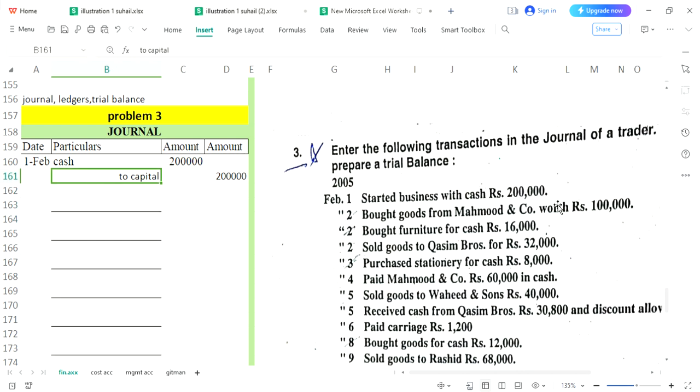Here, I would like to explain that there is a third line also included in the journal, and the name of the third line is narration. For the time being, we are skipping it as the narration is written over here as well.